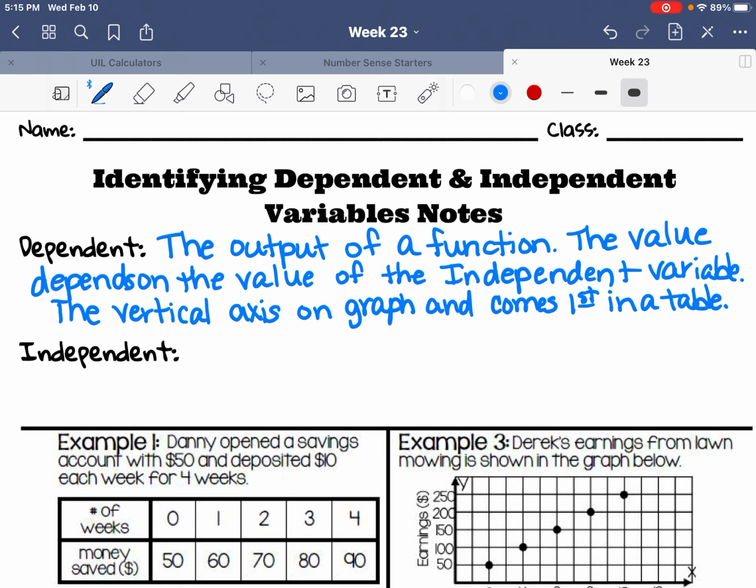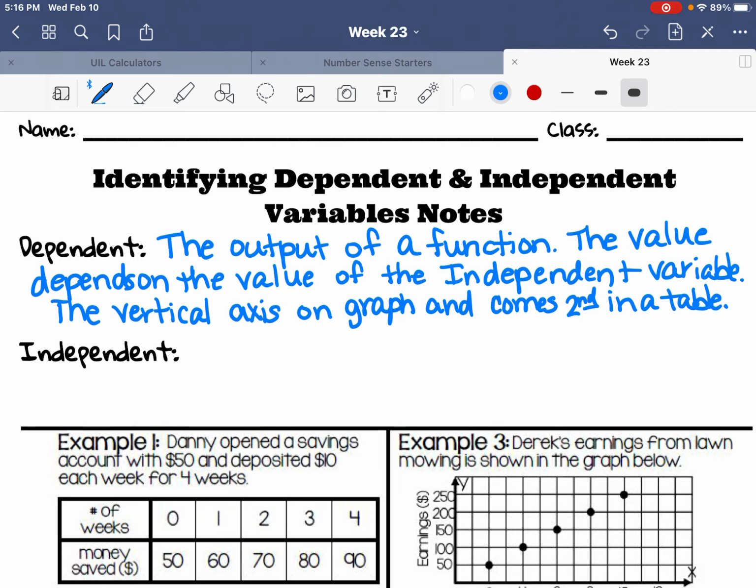It'll be on the vertical axis or the y-axis, and it will come, sorry, I messed up. It will come second in the table. It won't be first. It'll always be second in a table. Okay, sorry about that mistake.